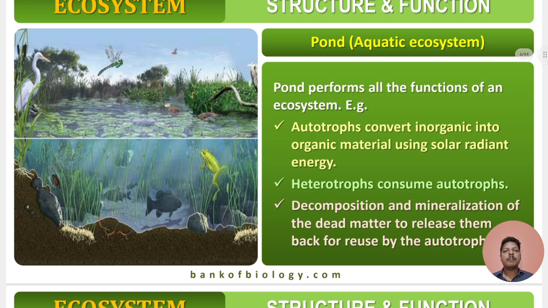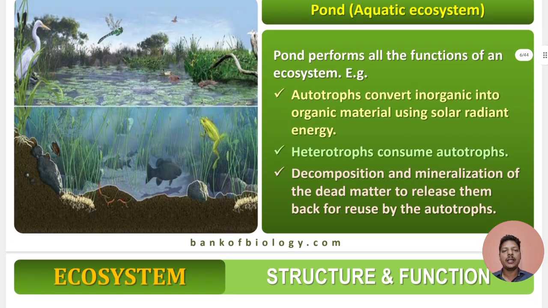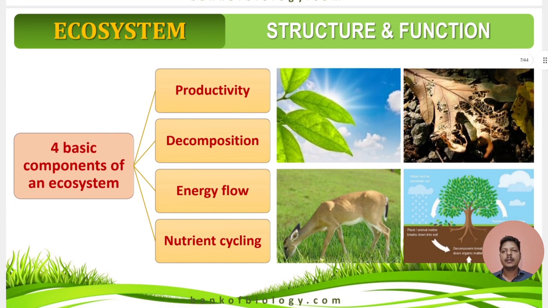Some more points. A pond performs all the functions of an ecosystem. For example, autotrophs convert inorganic to organic material using solar radiant energy. Heterotrophs consume autotrophs, and decomposition and mineralization of the dead matter release nutrients back for reuse by the autotrophs. Simple. Here, there are four basic important components of an ecosystem: productivity, decomposition, energy flow and nutrient cycling.